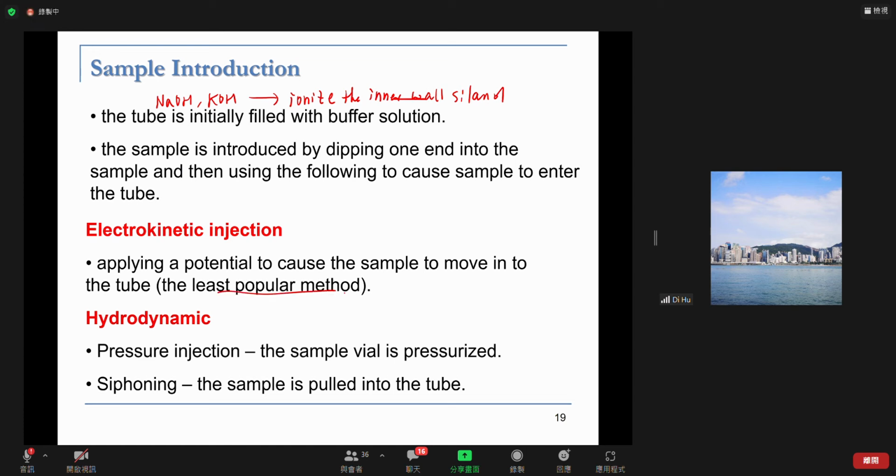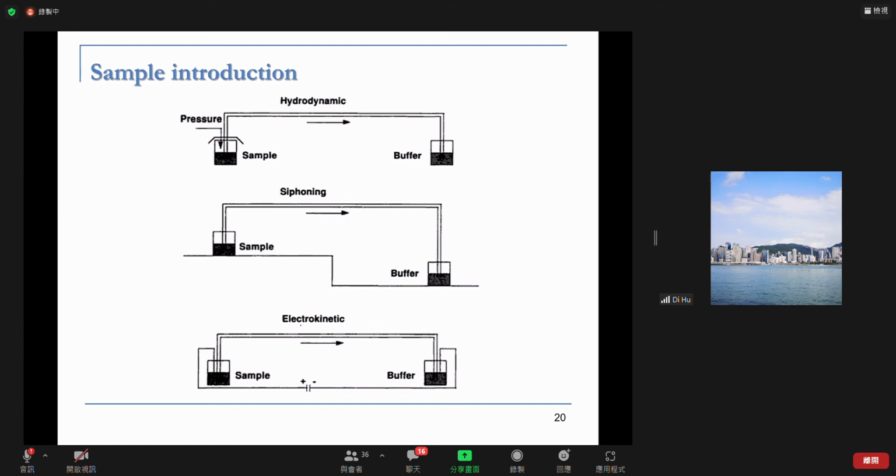Why? You can also use the hydrodynamic method. For the hydrodynamic method, we normally have three ways to do that. Either you can apply pressure, or you can apply siphoning. Siphoning, you can do by vacuum or gravity, just like making the sample pour into the tube. You can do vacuum, or you can do it by gravity. So why do we say the electrokinetic method is the least popular one? Why is that?